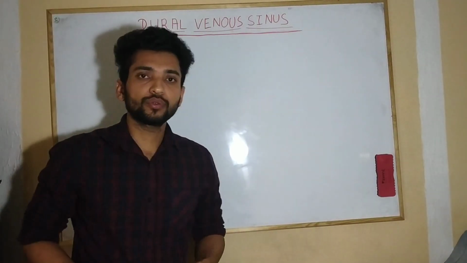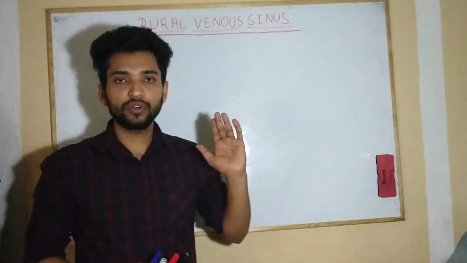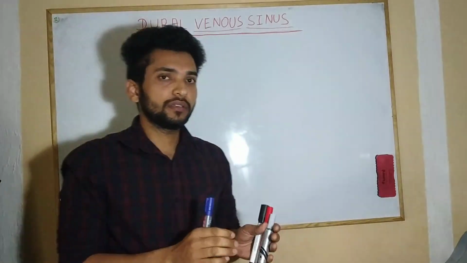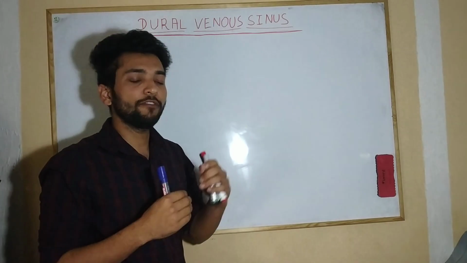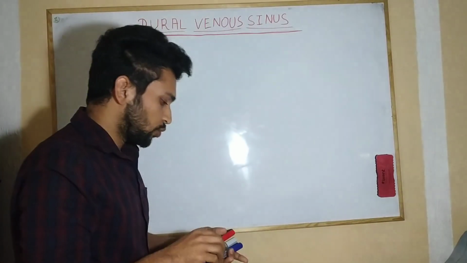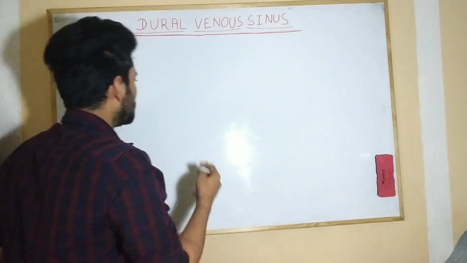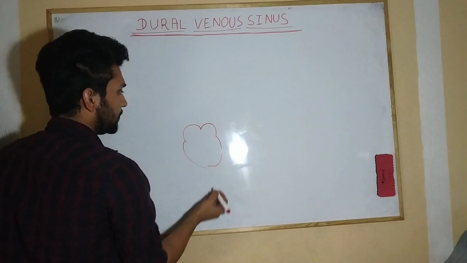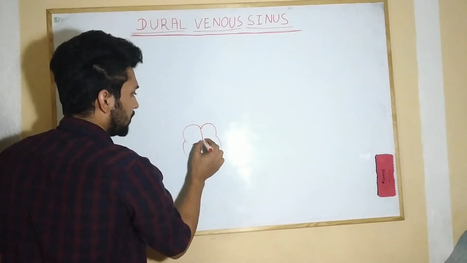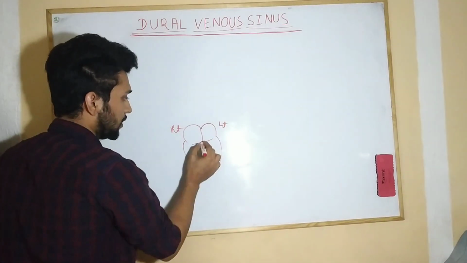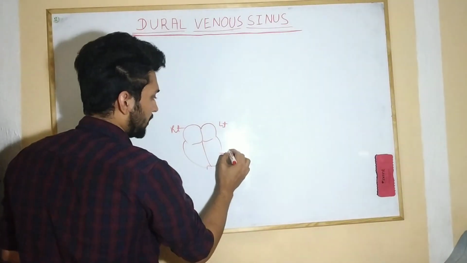Hello everyone. So today I'll be discussing the dural venous sinuses. And first, before starting the dural venous sinus, we have to know what are the arteries entering into the brain. So we will start from the heart. If this is a heart, and these are both atria, this is the right side and this is the left side, and here is the left atrium.